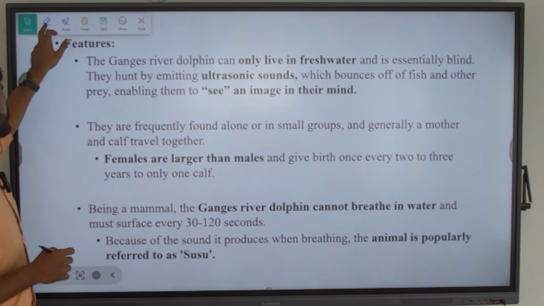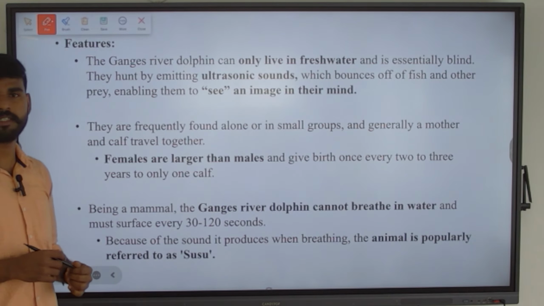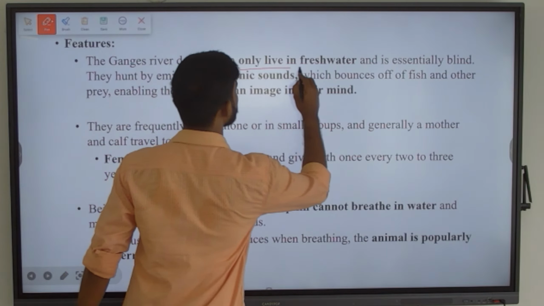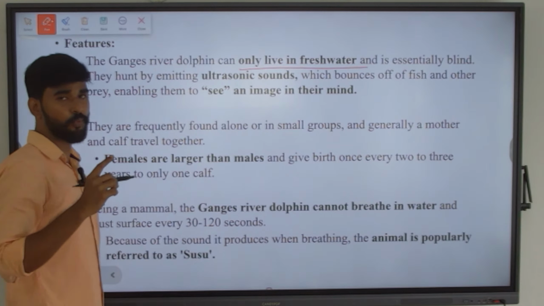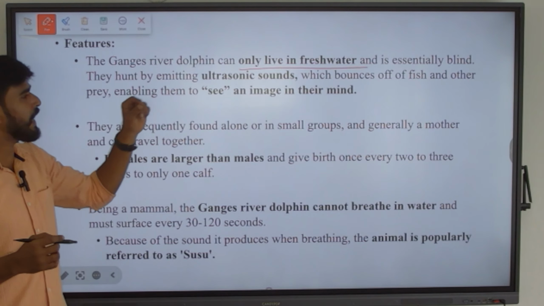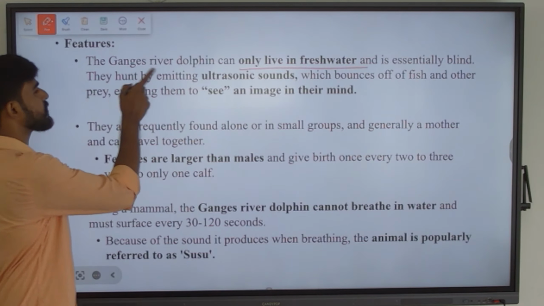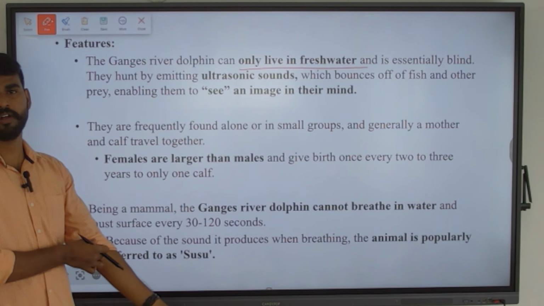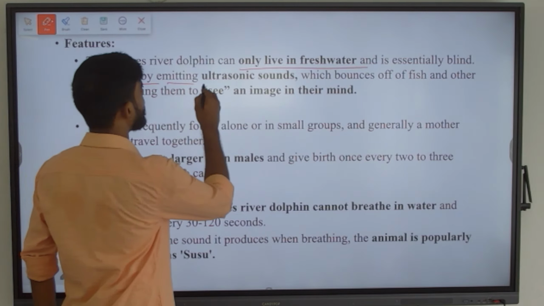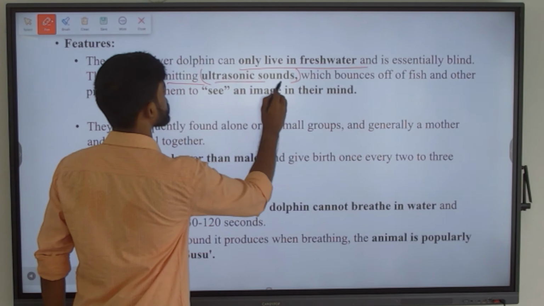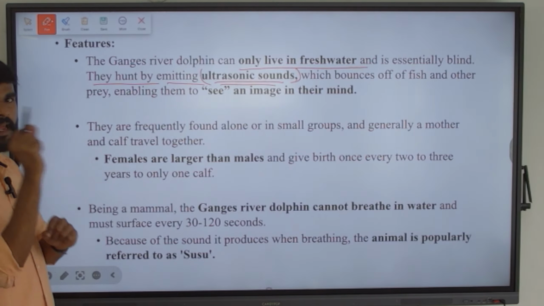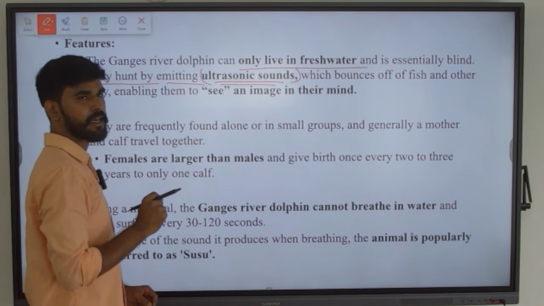Next, what are the features of the Ganges River dolphin? It can live only in fresh water. That is important. It is a freshwater animal and it is essentially blind. But they hunt by emitting ultrasonic sounds. The ultrasonic sound falls on the prey and then reflects back.